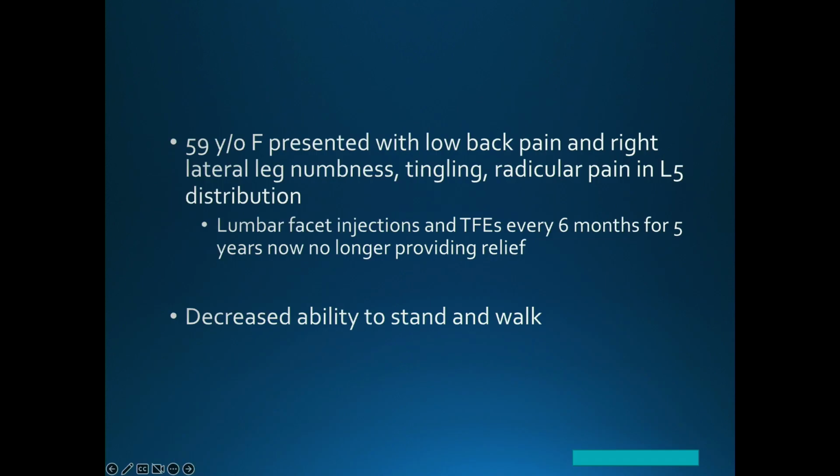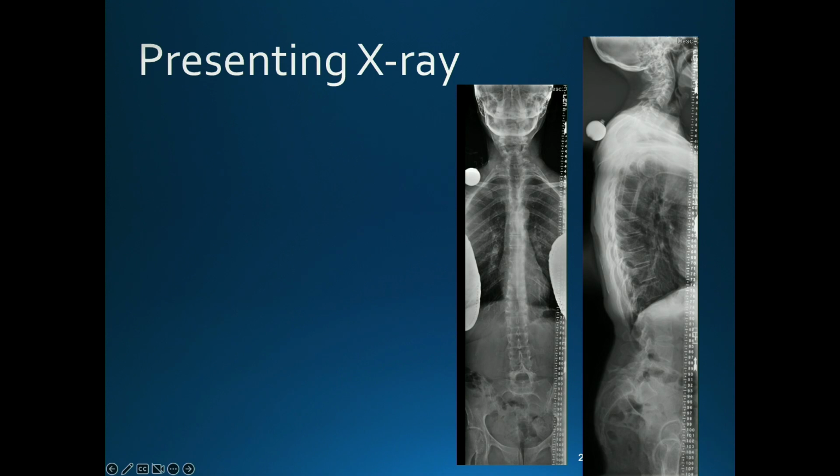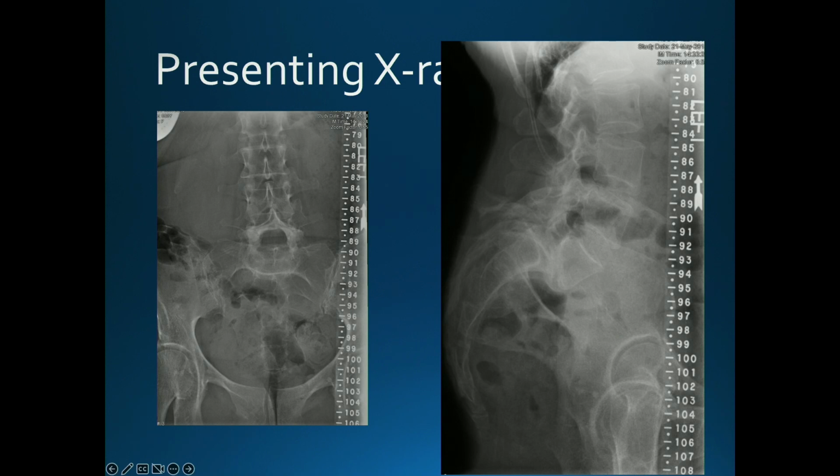But what about doing this in a high-grade case? And here's an older woman. She's 59 now, L5 radicular pain, had a lot of facet injections, decreased ability to stand and walk. And here's how she presents. Again, your very typical high-grade spondylolisthesis, significant slip angle here, high pelvic tilt, foraminal narrowing between L5 and S1.